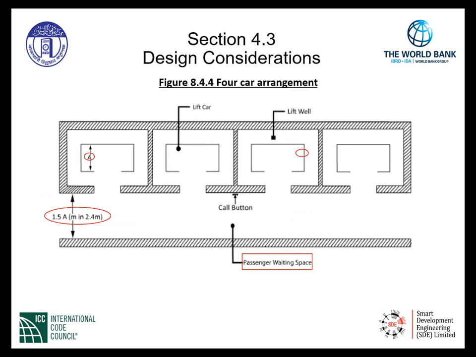The 4-car arrangement is given to us in figure 8.4.4. In this case, we have 4 lifts that are installed side by side. The passenger waiting space in this arrangement is a function again of the car depth. We need to be 1.5 times the car depth, or a minimum of 2.4 meters in distance for the passenger waiting space, as indicated in this arrangement.